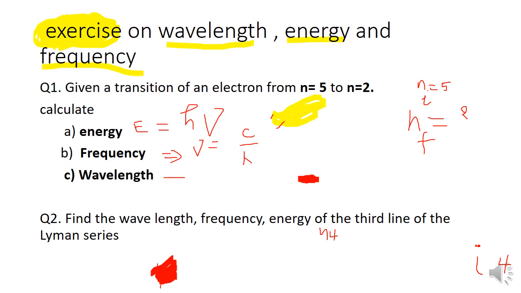Then how to calculate wavelength? Wavelength will use this formula: 1 over wavelength is equal to this constant times 1 over n final squared plus 1 over n initial squared.